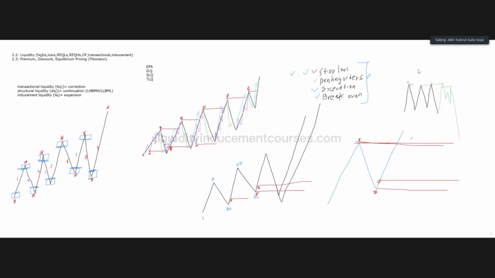Now, at this point here, I know liquidity has been taken, correction is expected. The next thing I'm going to do is jump into my lower time frame, and I look for how I can jump into this trade. So now my lower time frame, for example, the 5 minutes, looks like this. I ask myself on this lower time frame, where is the next liquidity? Transactional liquidity has been taken. Inducement liquidity is here. Structural liquidity is here.